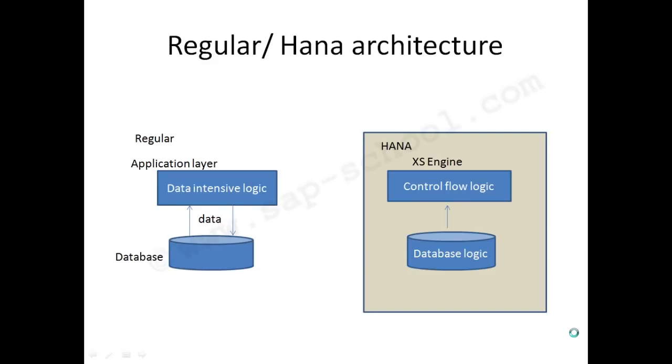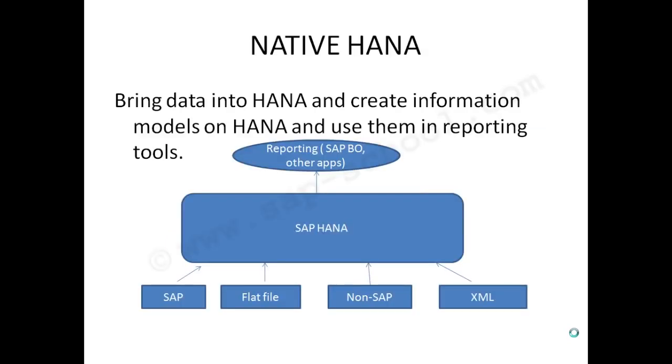So moving forward, we'll see what SAP Native HANA is. This is the same as what we have discussed so far. Native HANA is nothing but bringing data into HANA from different sources, then building information models on SAP HANA, and then using them in reporting tools. So you're basically using the application server and web server of HANA for your application. This is just an overview. We'll see a little bit more in detail in later slides.